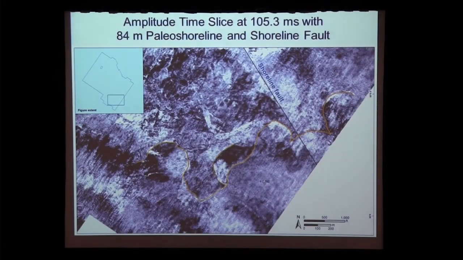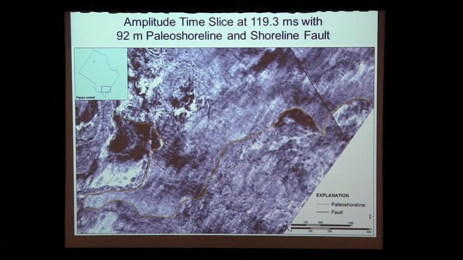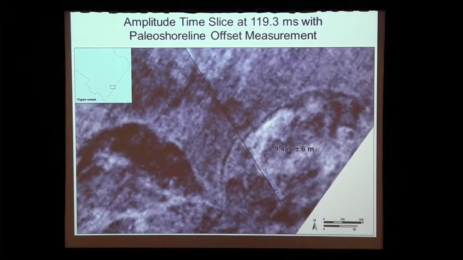What it looks like in the amplitude time slice is right here. You can see a bit of an offset. This is the 84 meter. This is the 92 meter offset. Again, you can see it here. You can see it very nicely here, offset here, and coming around here. This is our preferred offset. We see 9.4 meters plus or minus 6 meters. For general purposes, we say 10 meters. We've offset this at 10 meters.